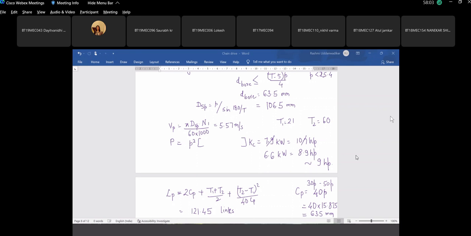Ma'am, in the third term, it's P into (T2 minus T1) whole square. If you are using this as P, then this is C. And if this P goes here, then this is C by P. C by P is this Cp. Cp is this C by P.